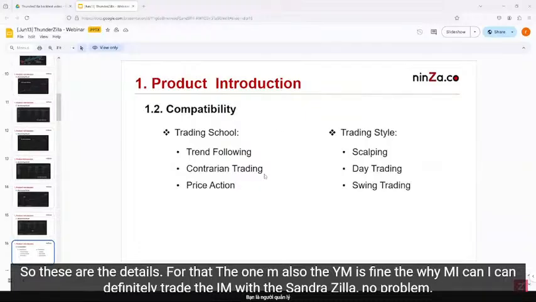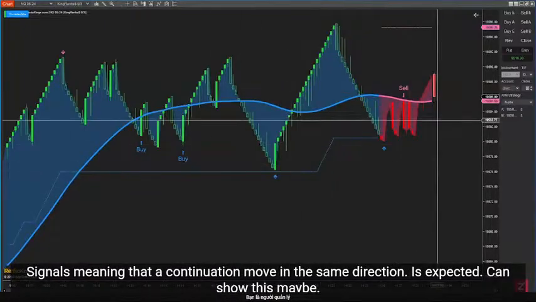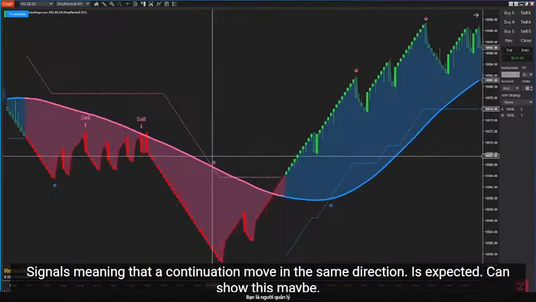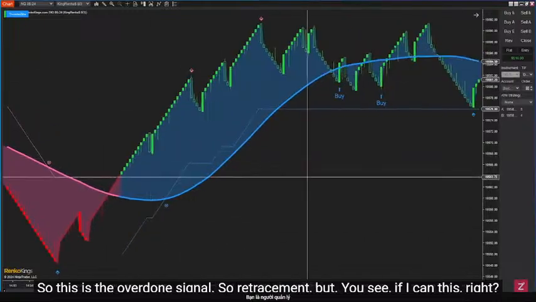So we discussed it, right? It is a trend following. It waits for pullbacks. It has the extra bonus of letting you know if a particular move is overdone on the upside or on a downside, and it also draws momentum signals, meaning that a continuation move in the same direction is expected. I can show this maybe. So this is the overdone signal, it's a retracement, but you see if I can, this, right? So this here just shows that there was strong momentum to the downside over here.